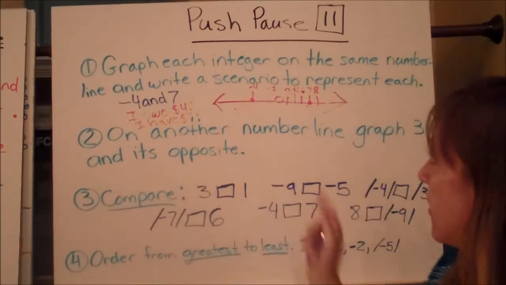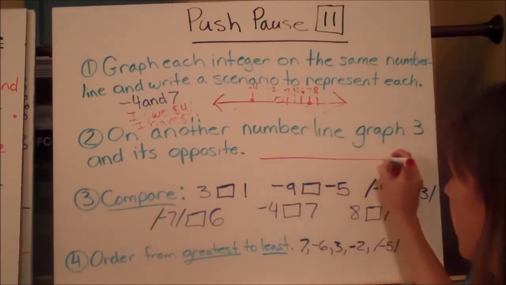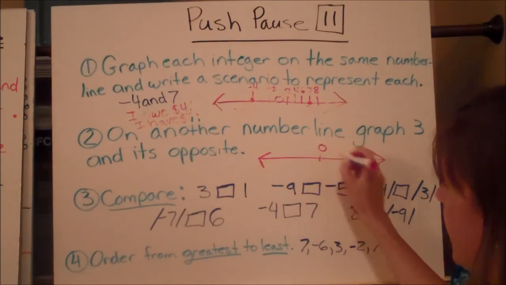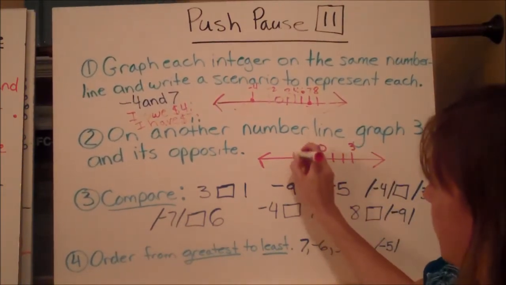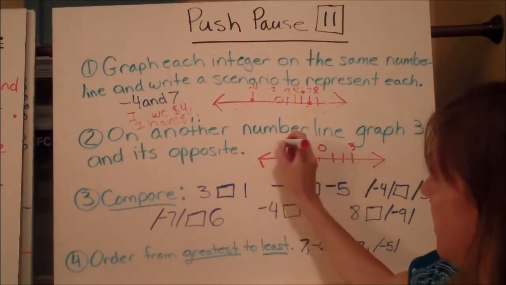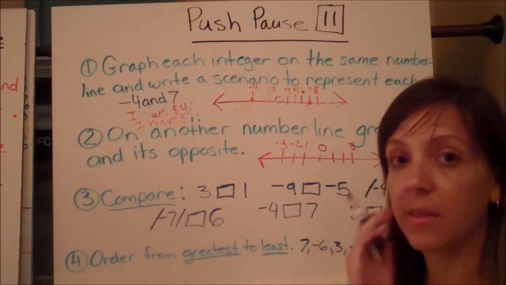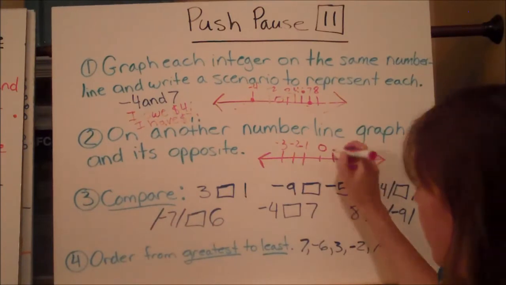Right. On another number line, graph 3 and its opposite. So I'm drawing a number line, and I'll put 0 in the middle. 1, 2, 3. 1, 2, 3. Remember, the opposite is the number on the opposite side of the number line that has the same absolute value, same distance from 0. So negative 3 and 3.